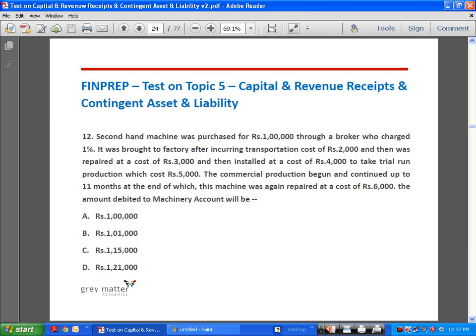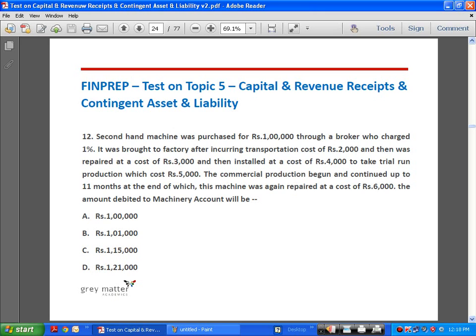Secondly, it says that a broker charged 1%. Okay, so the commission that you incur in order to acquire the asset is part of the cost of the asset. So it's not just the basic cost, as I told you, but all incidental expenses that are incurred in order to acquire the asset and to bring the asset to its place of intended use, and in order to make it available for the intended use, are all to be added along with the cost of the asset.